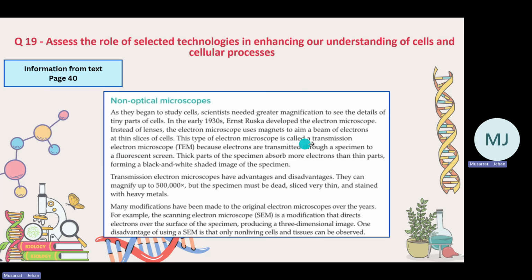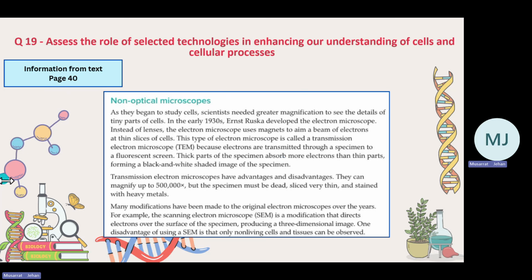This type of electron microscope is called TEM, or transmission electron microscope. Because electrons are transmitted, they go through the specimen to a fluorescent screen. We call it TEM, transmission electron microscope. Thick parts of the specimen absorb more electrons, thin parts absorb less. So it forms a black and white shaded image of the specimen, and it's a two-dimensional image.